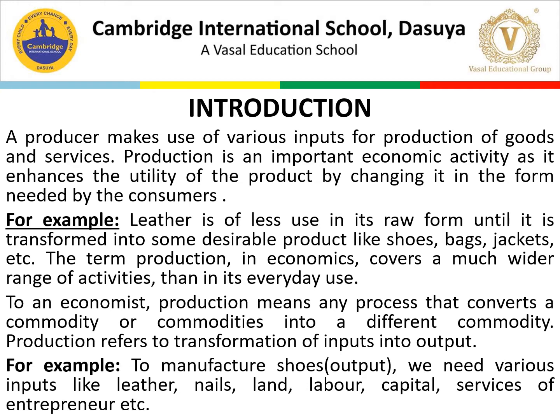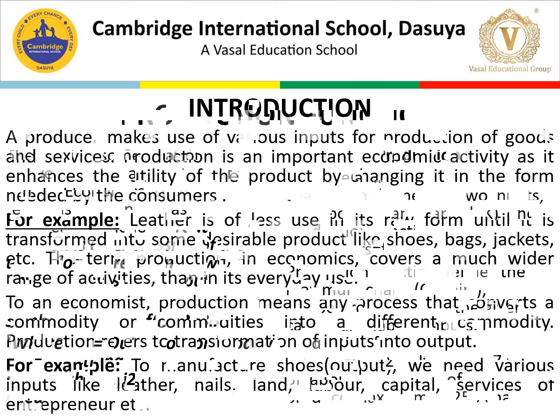That is an output for us. So we need various inputs like leather, nails, land, labor, capital, services of entrepreneur. All these things are the input, that is raw material for making shoes. So this is what the introduction says about production. Fine. So let's now begin with the next topic.